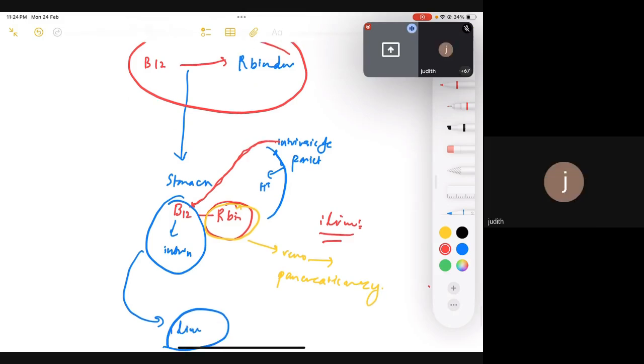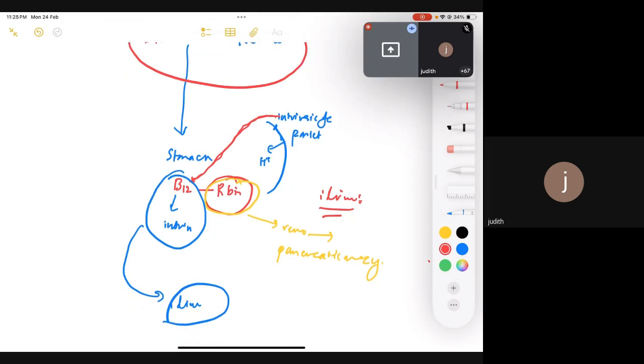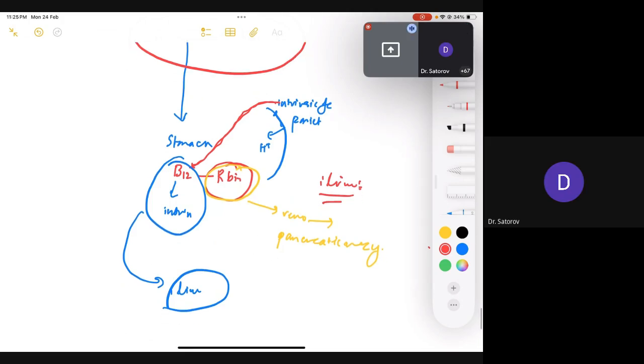B12 attached to R binder is now going to go into the stomach. It's going to be cleaved from R factor. So first of all, we need to cleave the R binder, or R factor, from B12 and attach intrinsic factor to B12, because without attachment of intrinsic factor to B12, you cannot reabsorb B12. You will be deficient in B12 and you'll have a lot of problems. That is macrocytic anemia. You can have thrombosis. We discussed that, right?